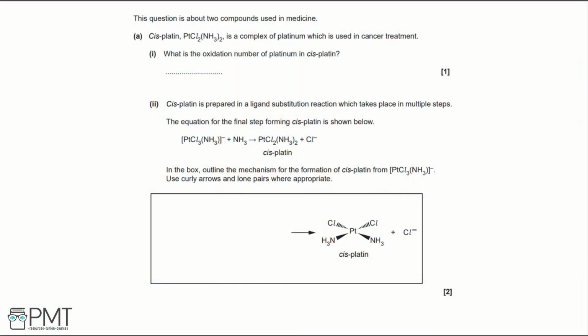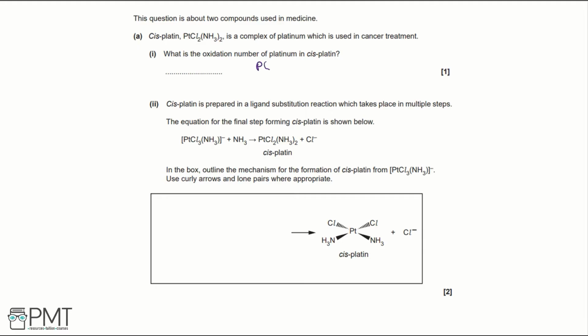This question is about 2 compounds used in medicine. A. Cisplatin, PtCl2(NH3)2, is a complex of platinum which is used in cancer treatment. Part 1. What is the oxidation number of platinum in cisplatin?